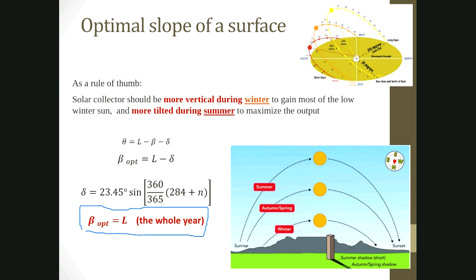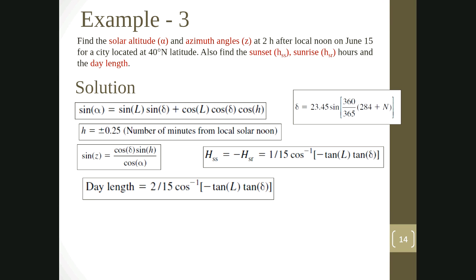So let's go. This is an example. We want to find the solar altitude and solar azimuth angle at 2 hours after local noon. So we're going to use this number, 2 hours after local noon, to find the hour angle H. After local noon, that means PM. So 2 hours, so 120 minutes.